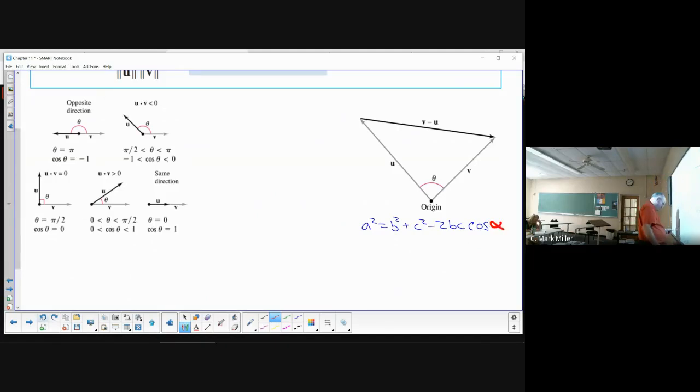How did that happen? Or alpha is the angle opposite A. Okay? So in this case, if I take two vectors u and v, this is the analytic geometry part of the class. I mentioned that in chapter 10. I always do. The last part of chapter 10 didn't have a lot of calculus.